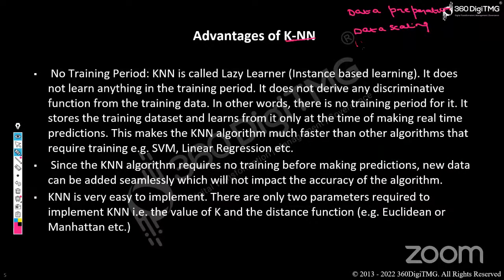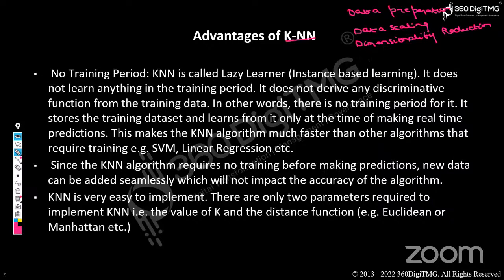Another thing is dimensionality reduction. KNN may not work in a very good way if there are too many features. Hence, dimensionality reduction techniques like feature selection or PCA can be implemented.